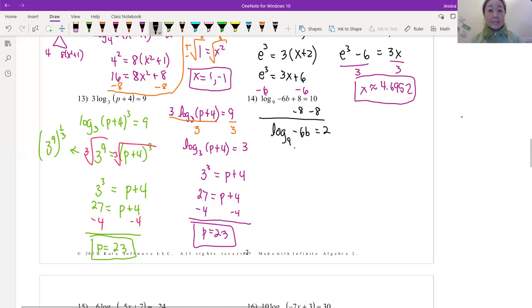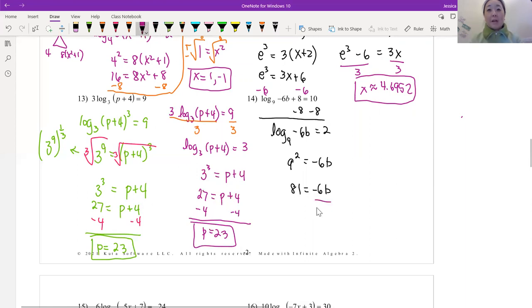So let's take a look. Let's change this to exponentials because we can't drop logs. Why? Because we don't have logs on both sides. So this is 9 to the 2 power is equal to negative 6b. That's a b, it's not 66. All right, and then all we need to do, well, that's going to be 81 is equal to negative 6b.